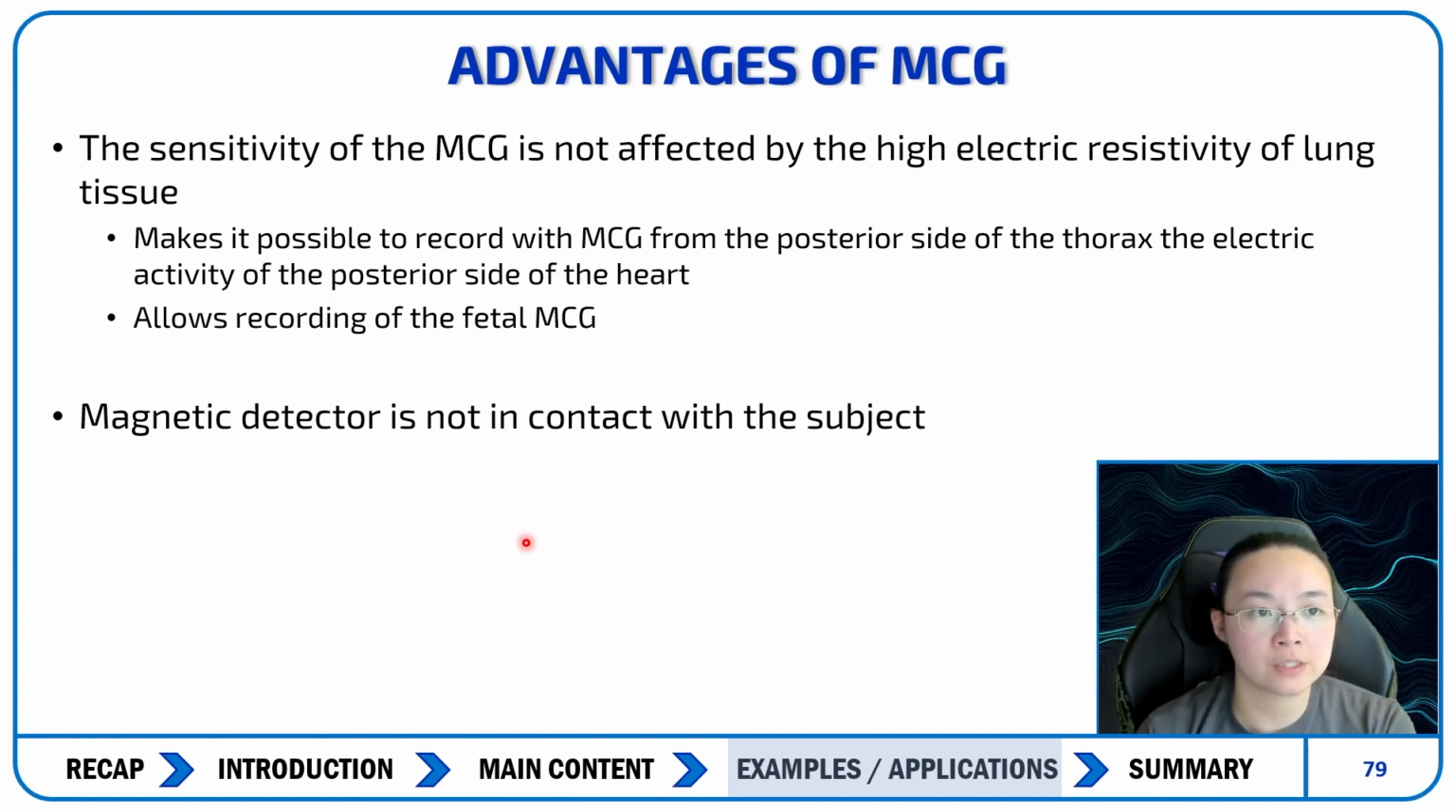So what are the advantages of MCG? It's because the sensitivity of MCG is not affected by the high electric resistivity of your lung tissue. It makes it possible to record from the posterior side of the thorax and the posterior side of the heart. And it also allows for the safe recording of electrical signals or magnetic signals from a fetus. The other thing is that your magnetic detectors are not going to be in contact with the subject, so there's no need for all those leads that are required in the EKGs.